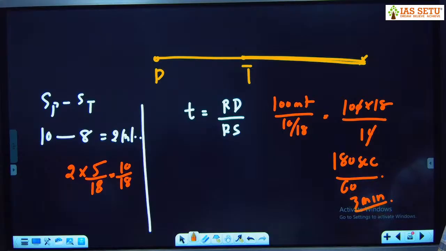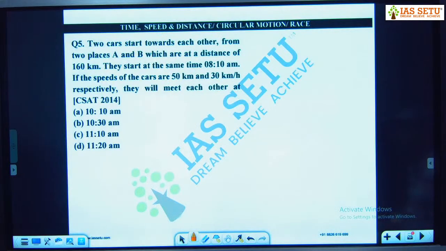Question number 5. Two cars start towards each other from two places A and B, which are at a distance of 160 km. They start at the same time 8:10 a.m. If the speed of the cars are 50 km per hour and 30 km per hour respectively, they will meet each other at.